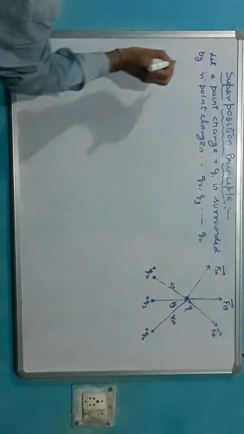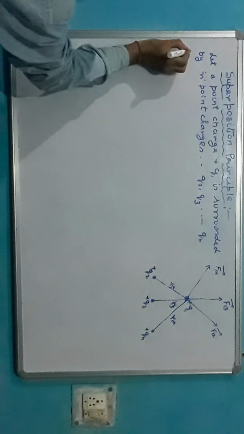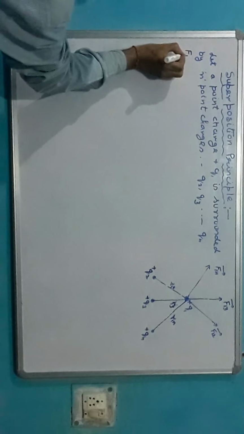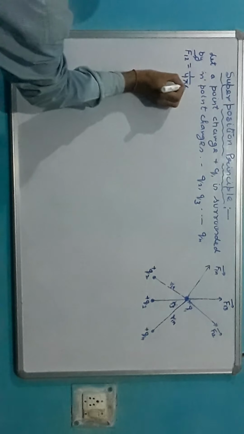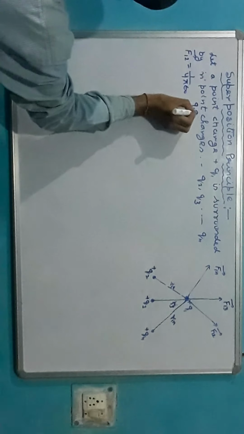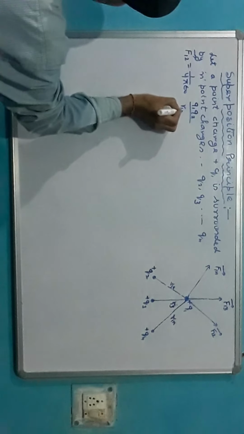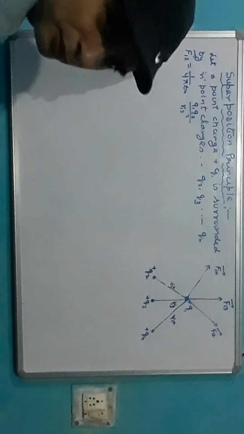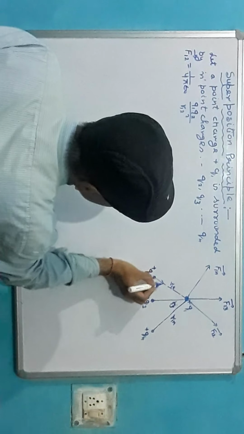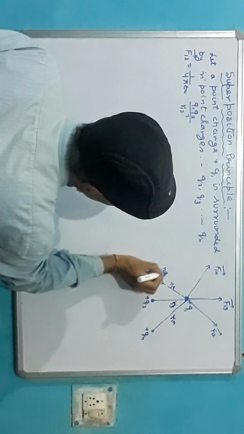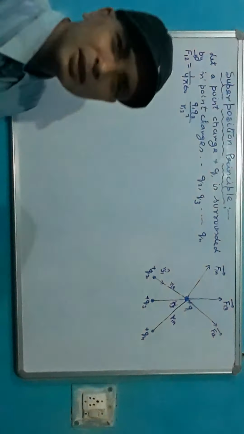Now I have to write this mathematically. F12, the force on charge q1 due to charge q2, is equal to 1 upon 4 pi epsilon naught q1 q2, and the distance is r12 squared. But F12 is a vector, so I have to introduce one unit vector here. This unit vector is r21, the unit vector leading from charge q2 to q1. It is along the force F12. I have also explained this as the vector form of Coulomb's law.